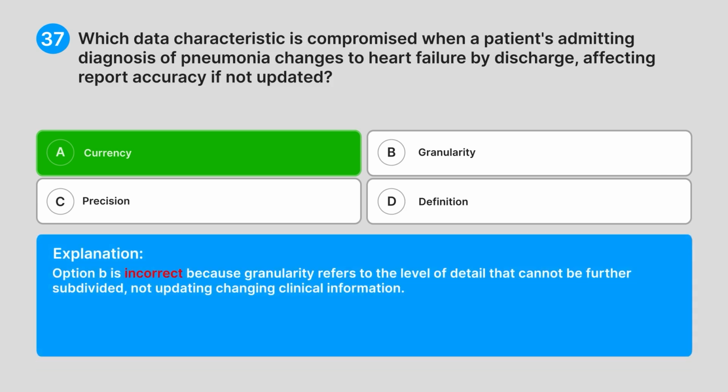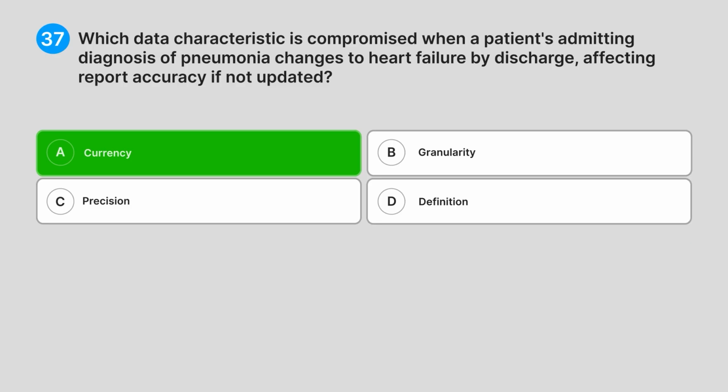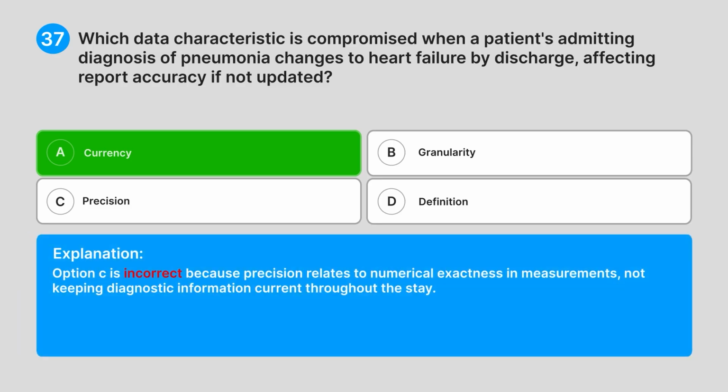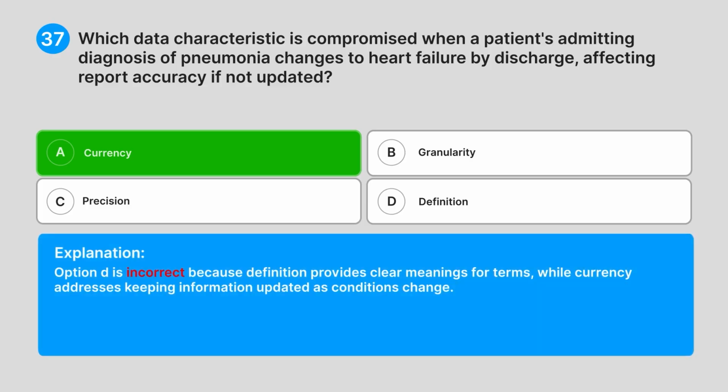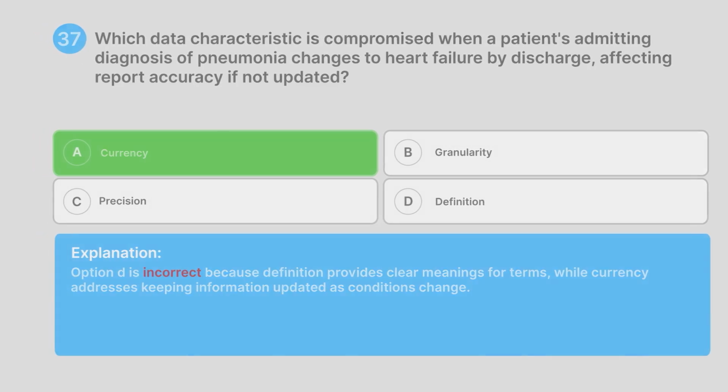Option B is incorrect because granularity refers to the level of detail that cannot be further subdivided, not updating changing clinical information. Option C is incorrect because precision relates to numerical exactness in measurements, not keeping diagnostic information current throughout the stay. Option D is incorrect because definition provides clear meanings for terms, while currency addresses keeping information updated as conditions change.